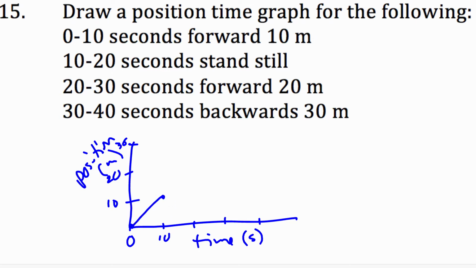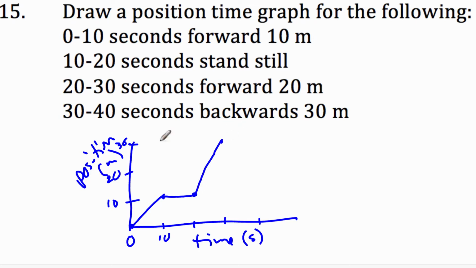So I could draw a line. Then from 10 to 20 seconds, it stands still. So from 10 to 20, it doesn't move anywhere. It's just flat. Then from 20 to 30, it goes forward again 20 meters. So if I started at 10, I'd have to go up to 30. So I'd have a point up there somewhere. Draw a line.